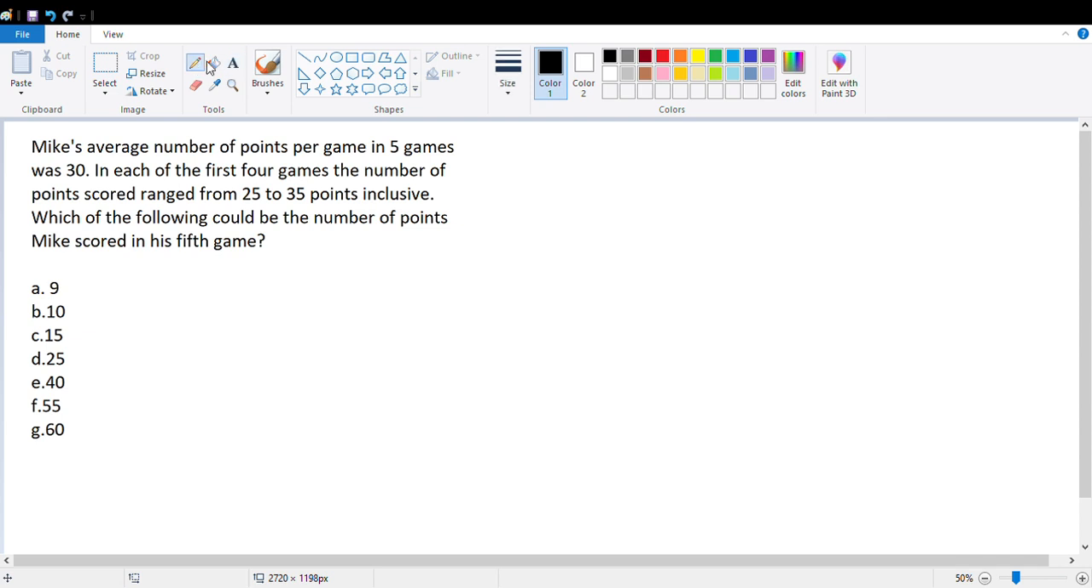Alright, we're going to take a look at this question. Let's see how we should approach it. Let's go with the first sentence. It says that Mike's average number of points per game in 5 games was 30.